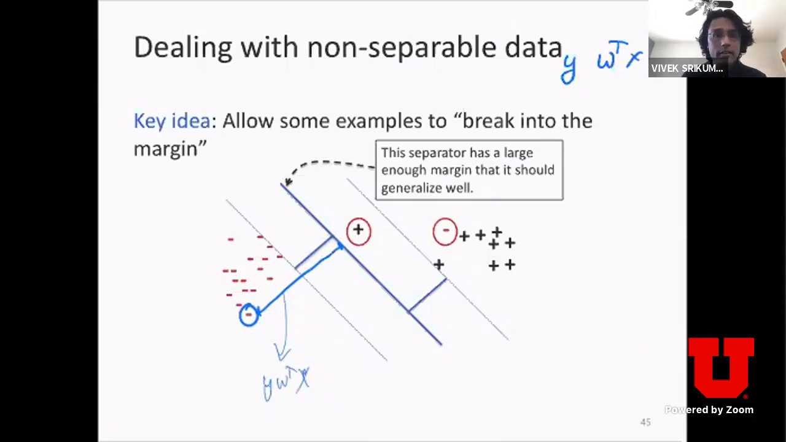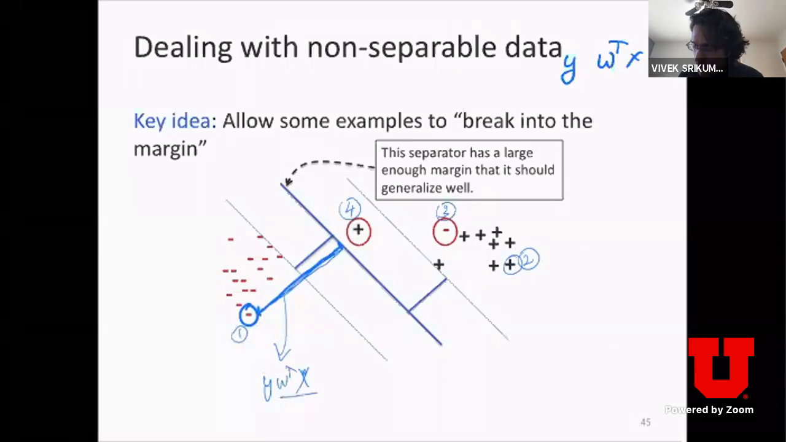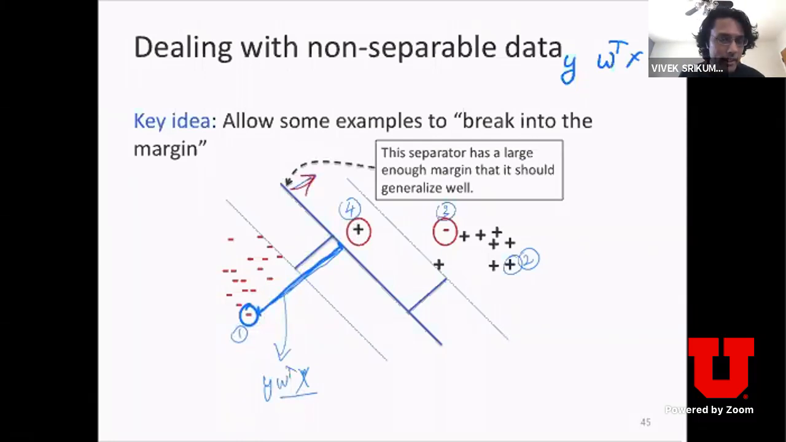So now let's consider the three cases. First, let's consider the three cases by going over a few examples. So let's consider the example that I've just circled here first. Then let's consider this example second, then this one third, and this one fourth. So for example number one, yw transpose x is this expression here. It is positive because, assuming that the line is going to be predicting plus on this side here, w transpose x is negative and y is also negative, so yw transpose x is greater than 0.